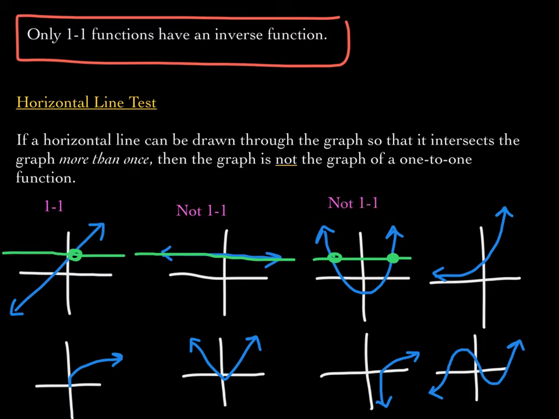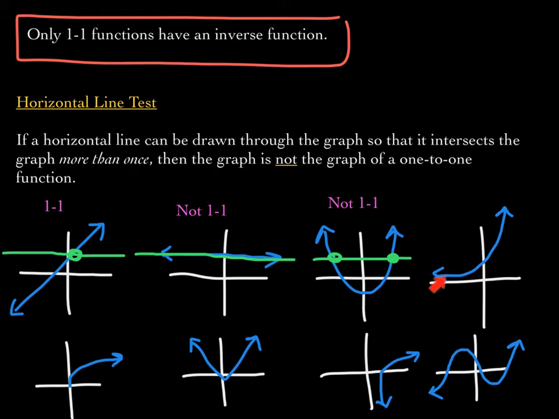Now, this will be true for any parabola that goes upward or downward, that a horizontal line will cross your graph more than once. So we can make a claim here. None of your quadratic functions, none of them will be one-to-one.